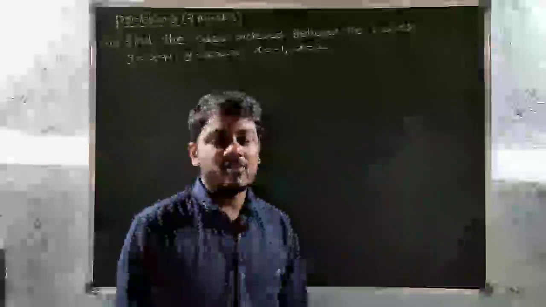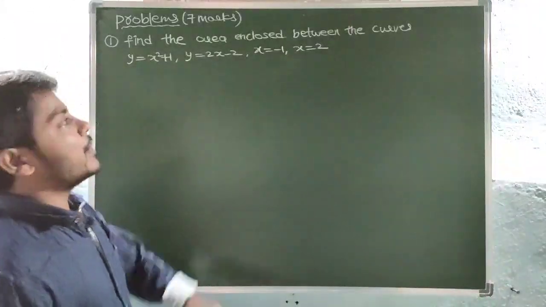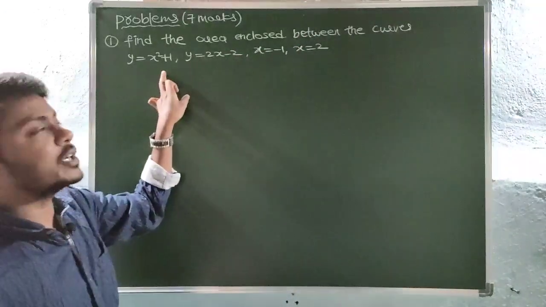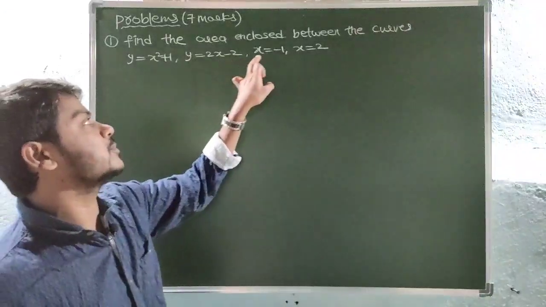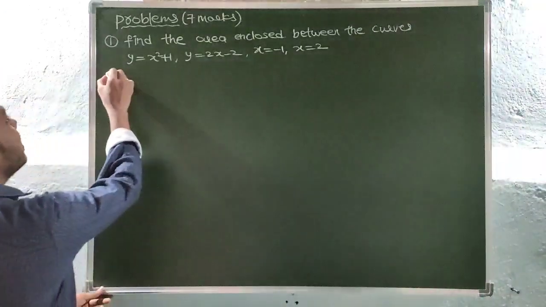Hi, hello everyone. For this session, we will discuss a few problems. So, see the first problem. Find the area enclosed between the curves y is equal to x square plus 1, y is equal to 2x minus 2, x is equal to minus 1, x is equal to 2. So, here are the given curves.